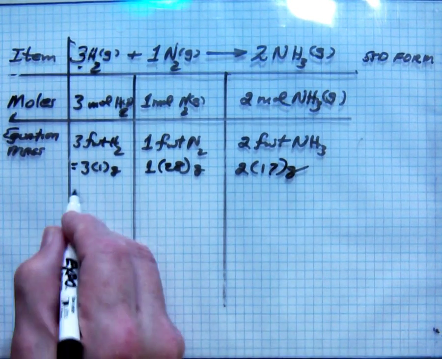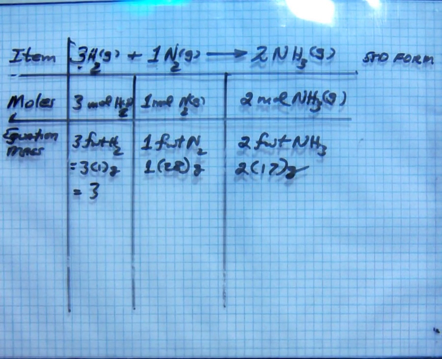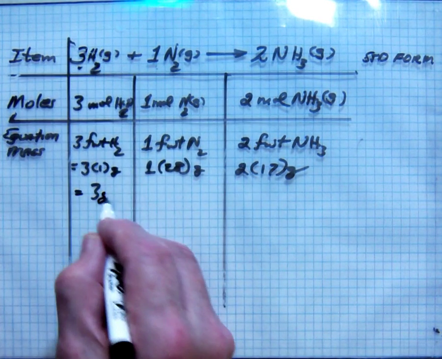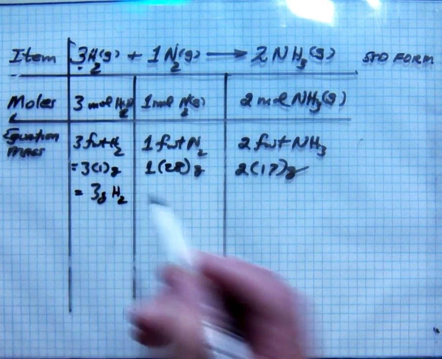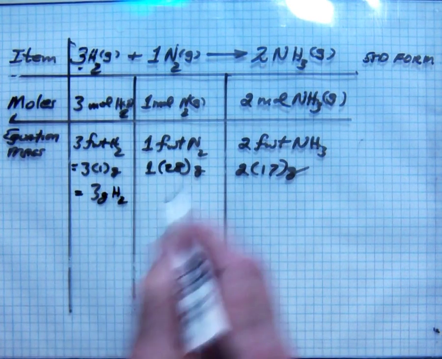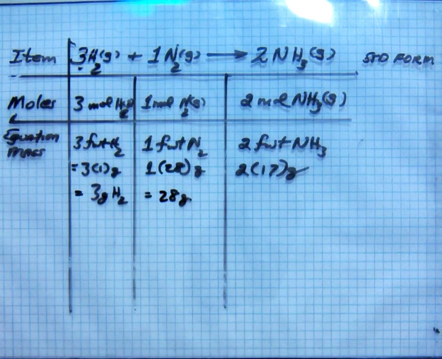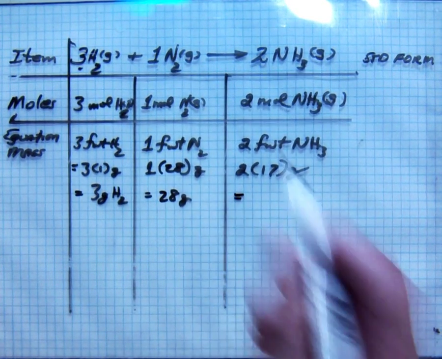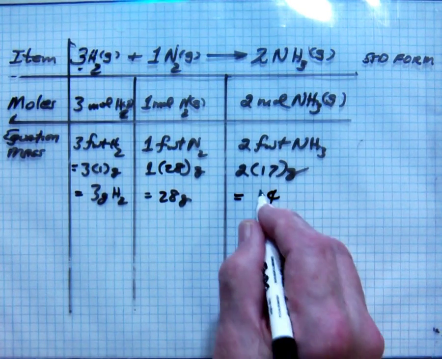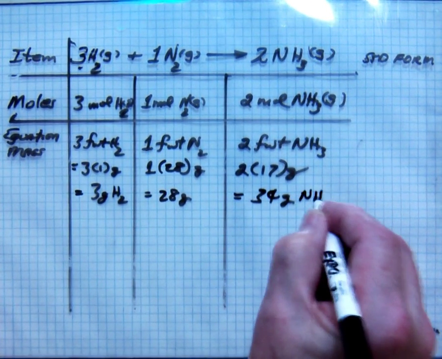Like that. So we have the equation mass for the reaction in the ammonia production: 3 grams of hydrogen, not nitrogen, hydrogen gas, and here we have 28 grams of nitrogen reacting to produce a total of 34 grams of ammonia gas.